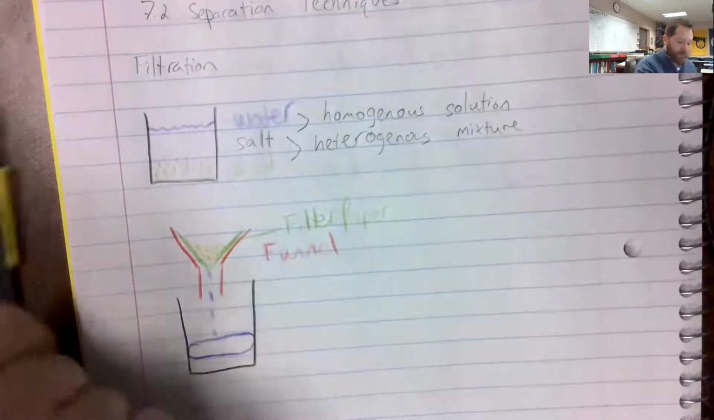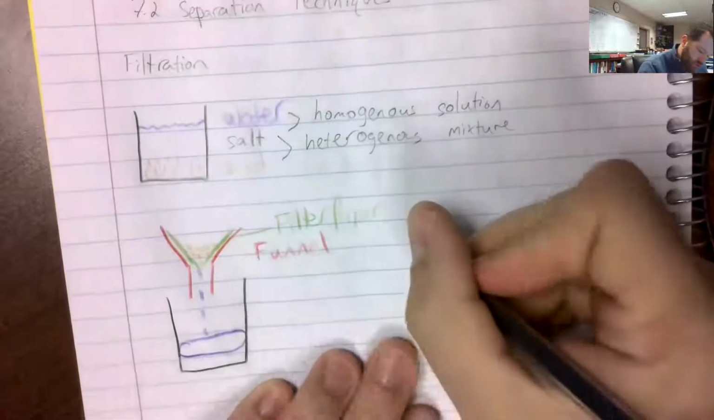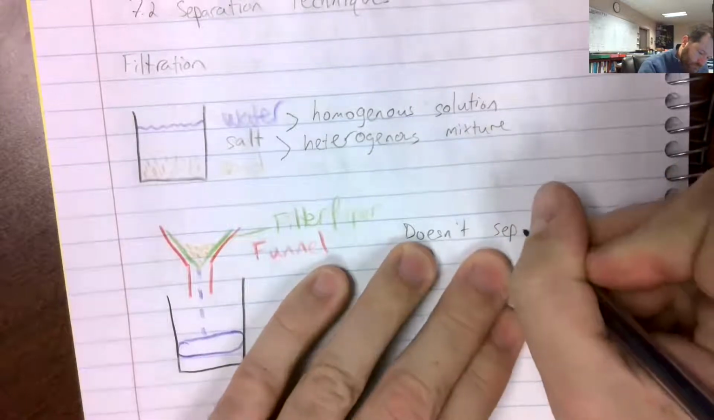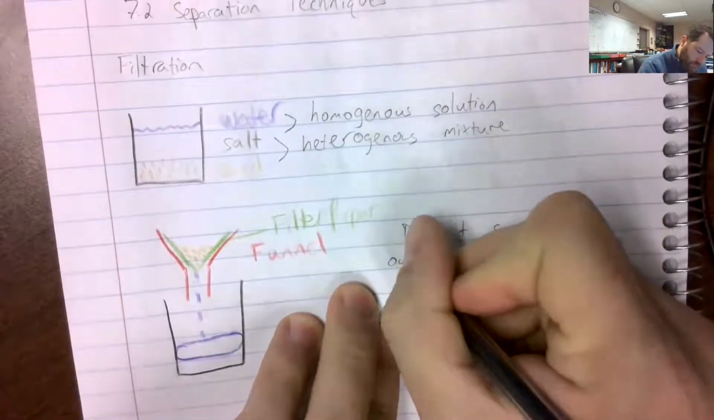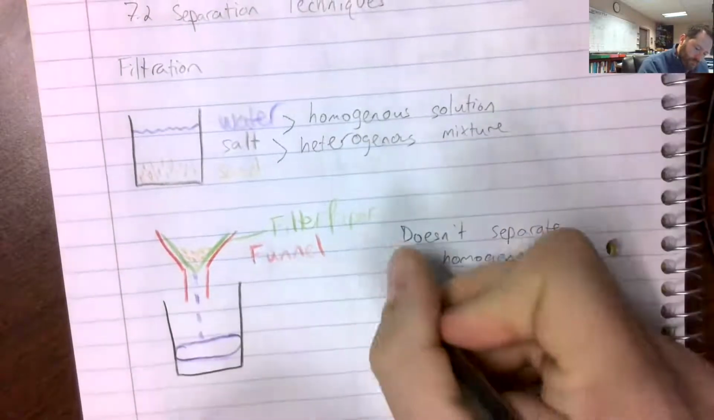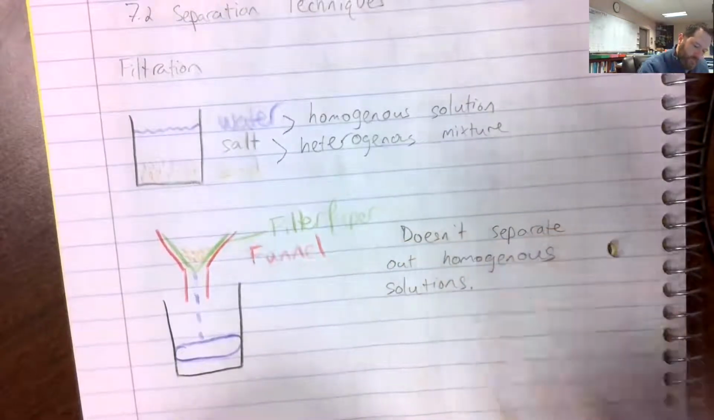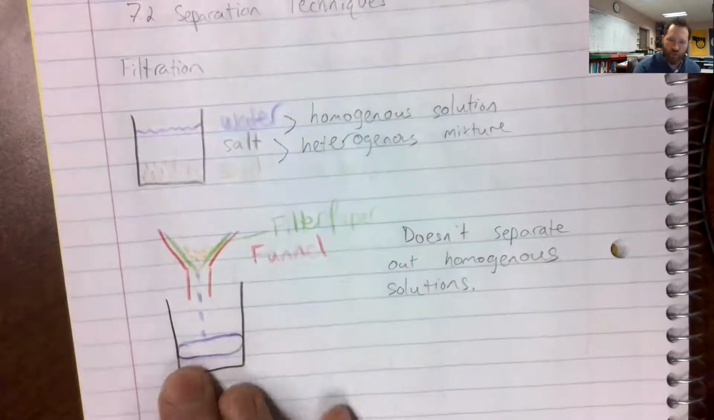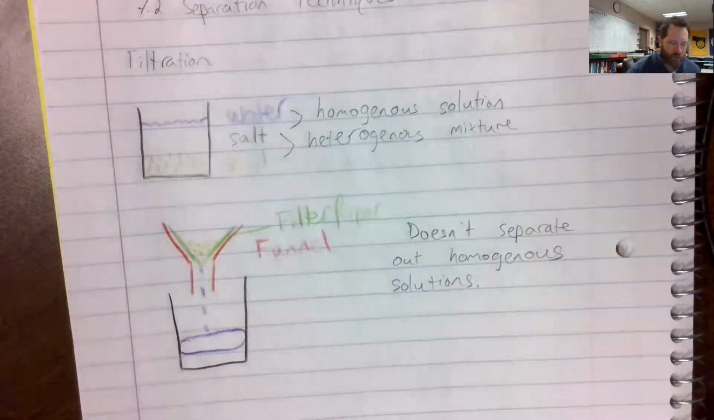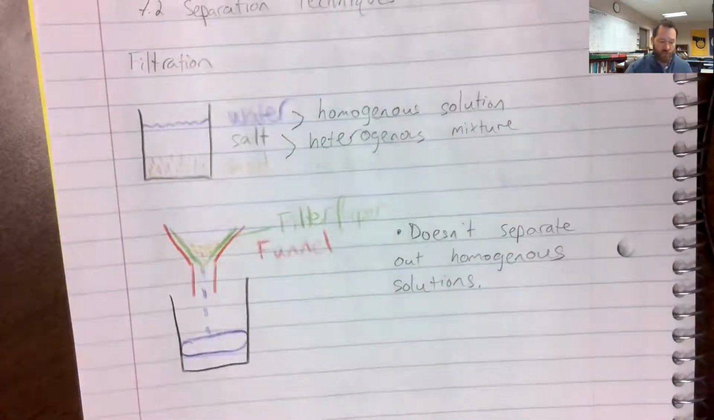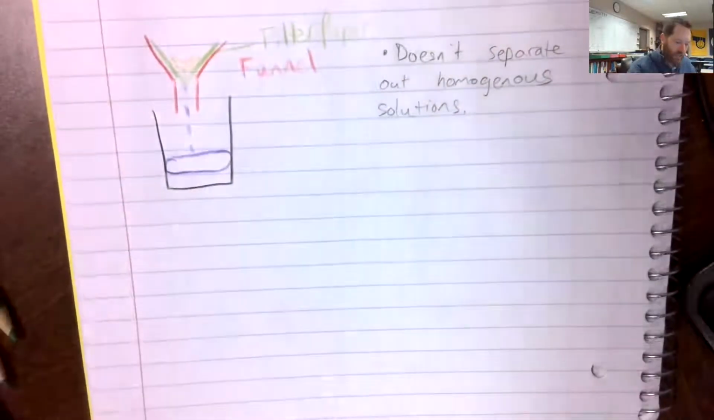Now, unfortunately, it doesn't work for homogeneous solutions. Our salt water is still going to be salt water. We're still going to end up with salt down here. That filter paper probably isn't going to take much salt out, but it will take the sand out. So it works really well for heterogeneous mixtures.